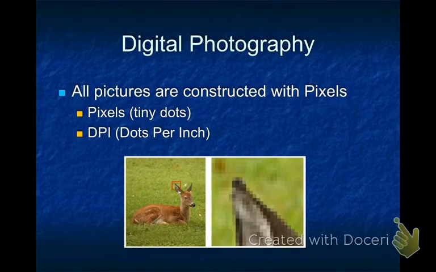Okay. When we print them, we're going to measure them in dots per inch. So DPI is dots per inch. When you get on the computer, it's going to be PPI, which is pixels per inch, until we print them, which is dots per inch. So that's kind of clarifying the two, PPI and DPI. Okay, but digital pictures are made up of pixels.